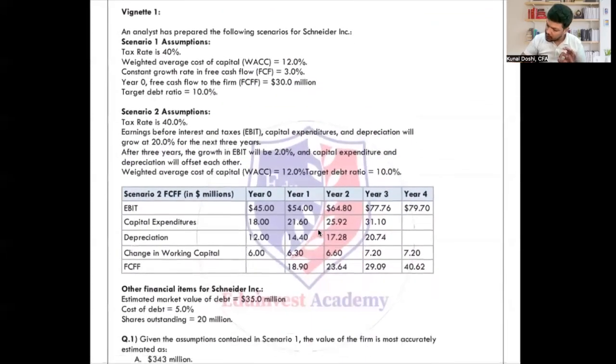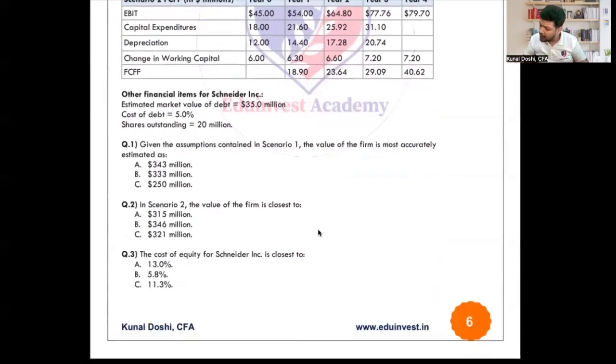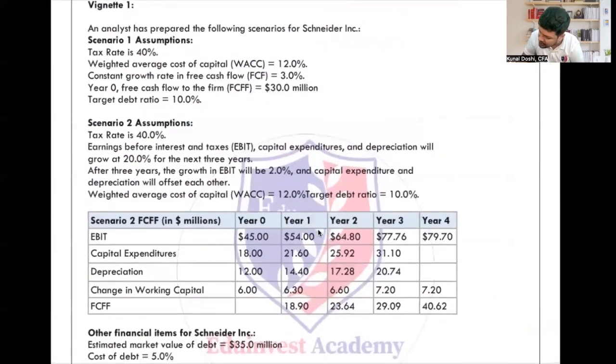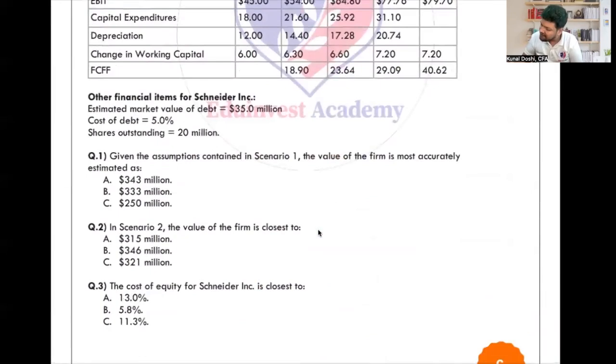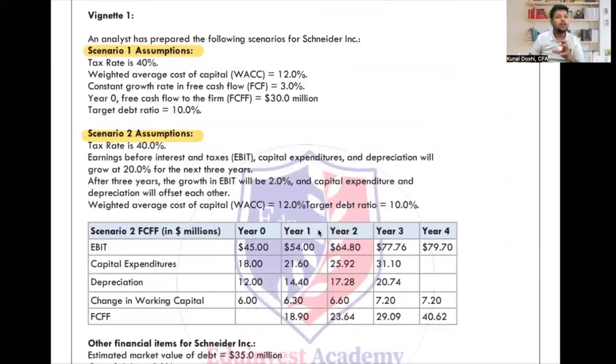So under this vignette, as per our strategy, we directly first go to the question and see what is asked. So that saves our time, right? Given the assumptions contained in scenario one, they have asked us the value of the firm. In scenario number two, also value of the firm. So basically for scenarios one and two, we need to calculate value of the firm, for which we require FCFF. However, we'll have to see whether Gordon's growth, the constant growth model, is required, or multi-stage, what exactly is required, right? So let's go with the first thing.